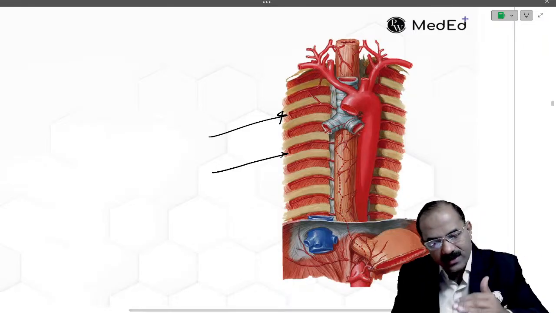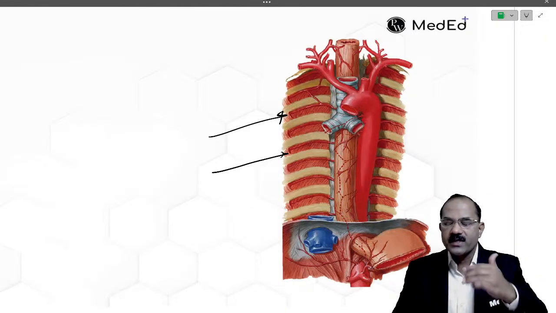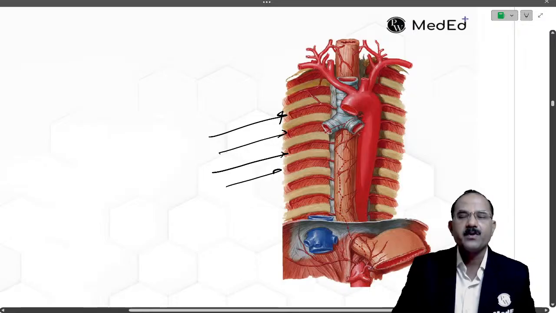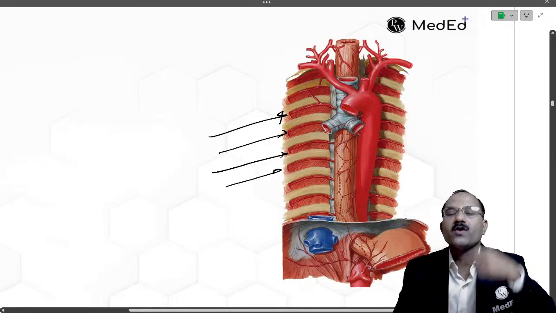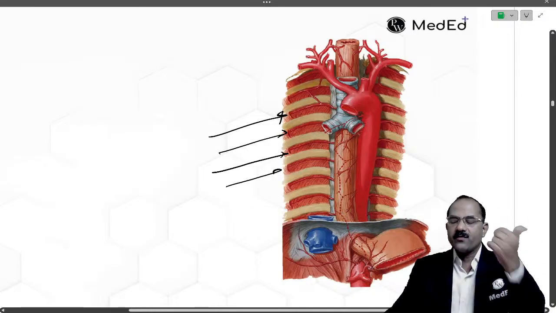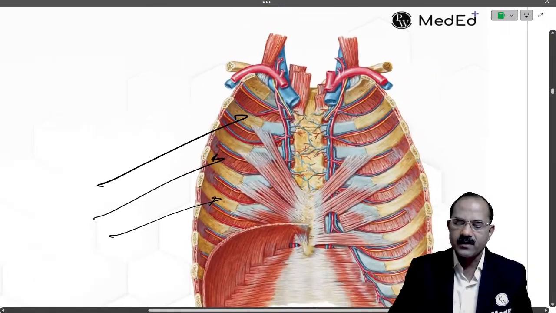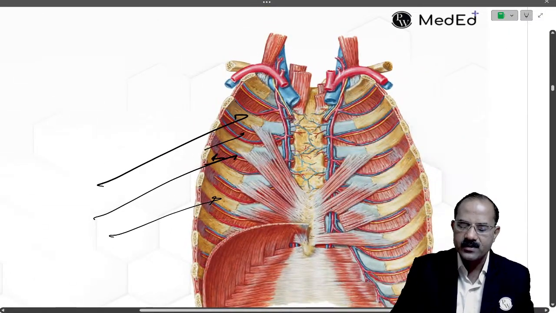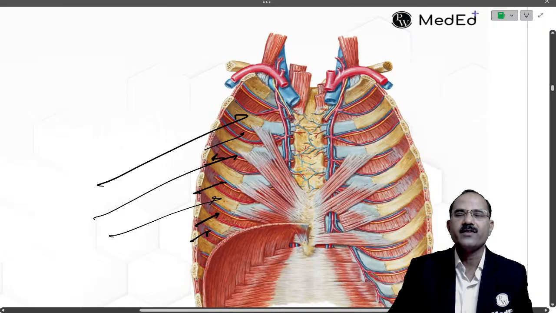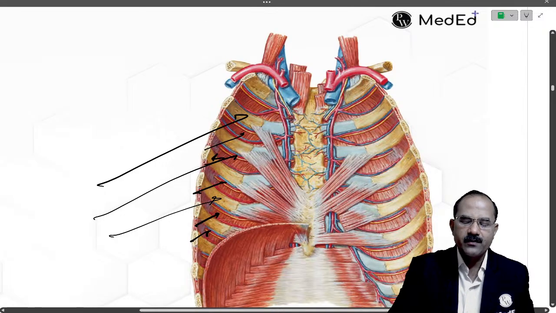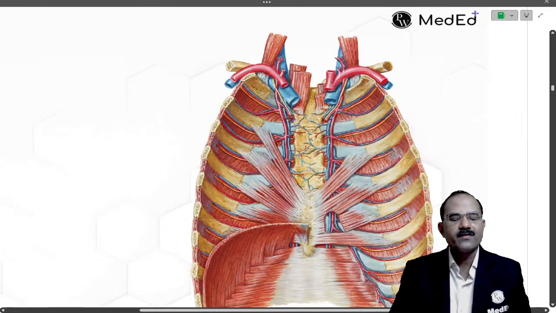So the vessels, why do we divide like this? So the vessels in the posterior intercostal space would be known as the posterior intercostal vessels, and the vessels in the anterior intercostal space would be known as the anterior intercostal vessels. You can see this, anterior intercostal vessels. So students, I'm starting with the intercostal arteries. Just have a look at this.